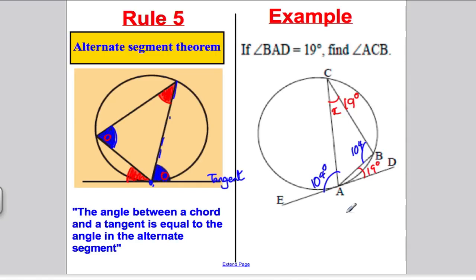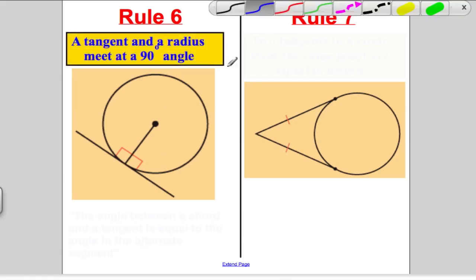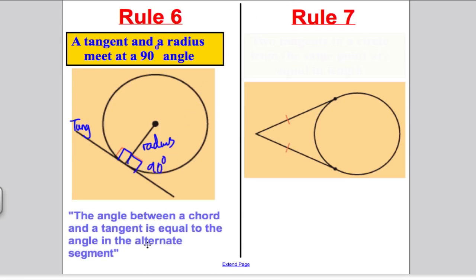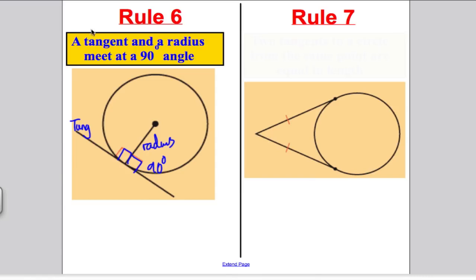Finally, we've got rule 6 and 7. I'm going to do this all in one and do a couple of examples, and then we're finished with the circle theorems. So here's a picture for each of the rules, and rule 6 tells us that when a tangent, a line that just touches a circle, meets a radius, they always meet at 90 degrees. Always make a 90-degree angle. So, a tangent and a radius meeting at a 90 degree.